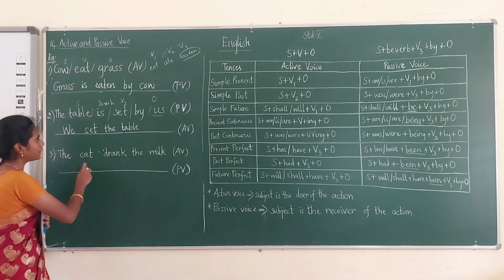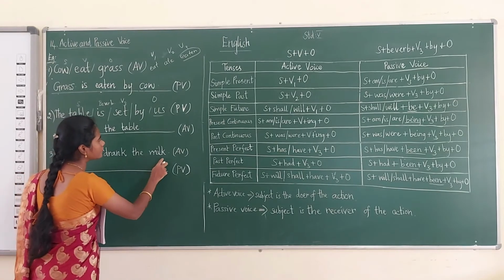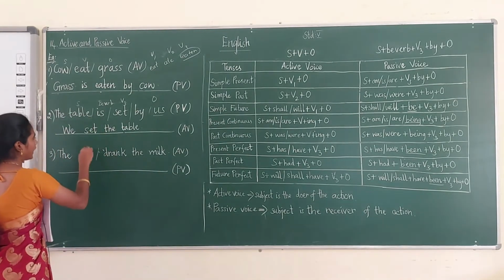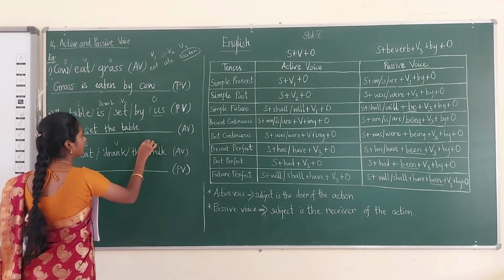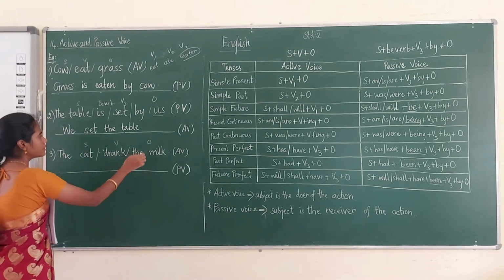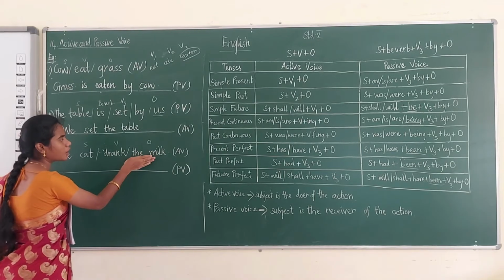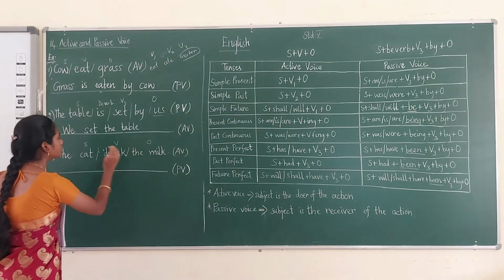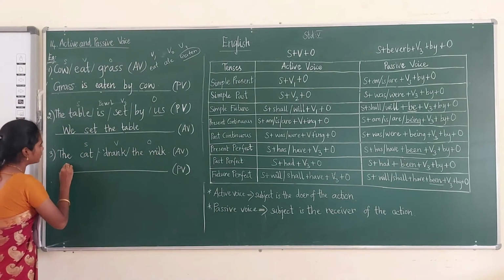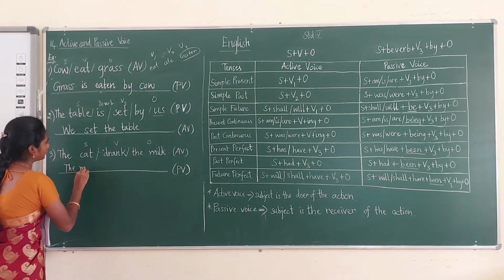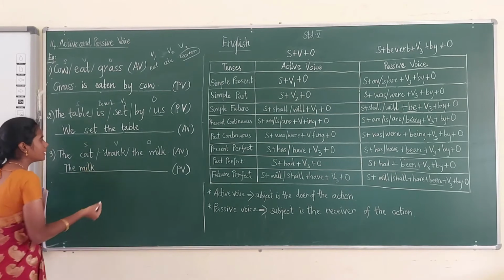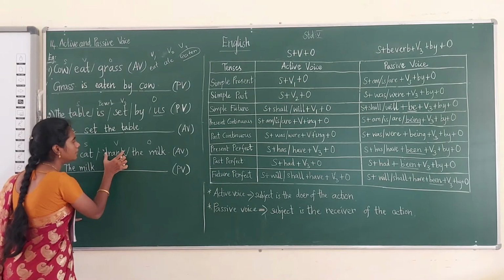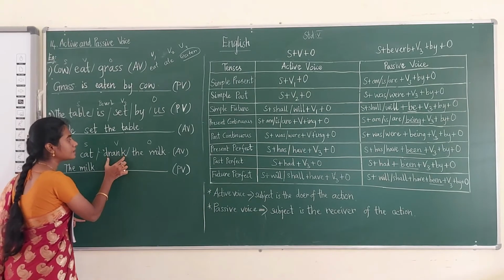See the next example. The cat drank the milk. This is the active voice. You have to write the passive voice. The cat drank the milk. So how can we write the object? What is the object here? The milk. So the object becomes the subject in the passive voice. The milk. We have written the subject. Next we have to write down the be verbs. For writing the be verbs, see the verb here, that is drank.